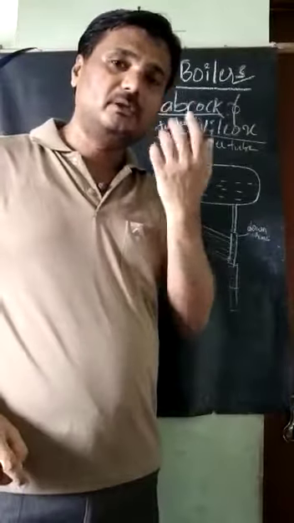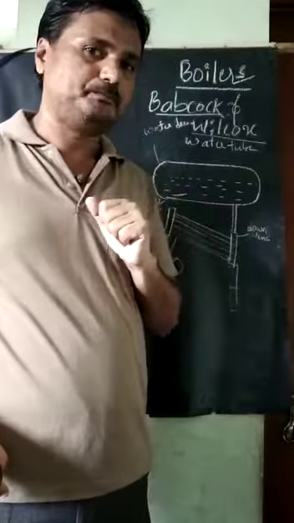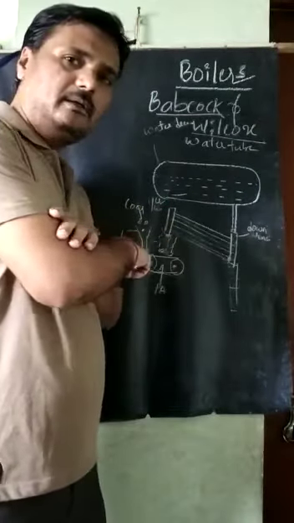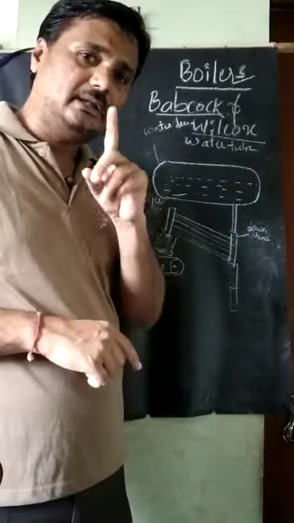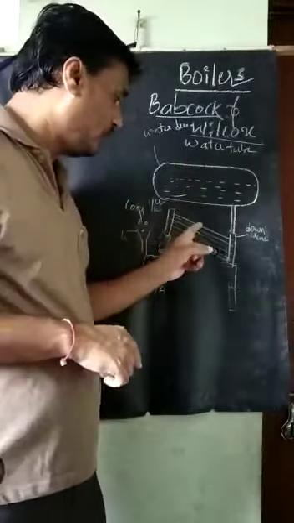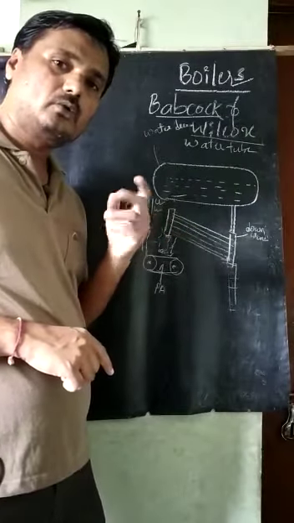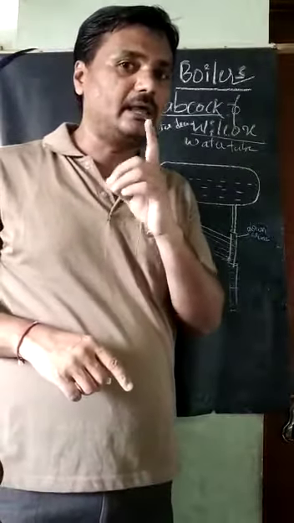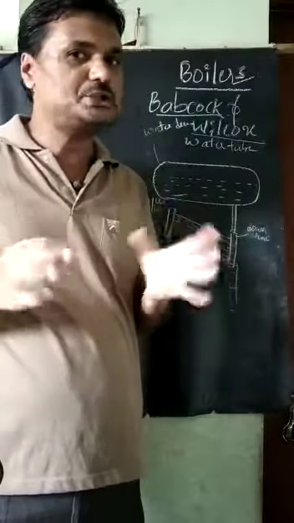What does flue gas mean? It is heat content; it has a very high temperature. This heat has to be transferred to the water available in the tube. How to transfer it? Heat is transferred from the higher temperature zone to the lower temperature zone. It is very natural.